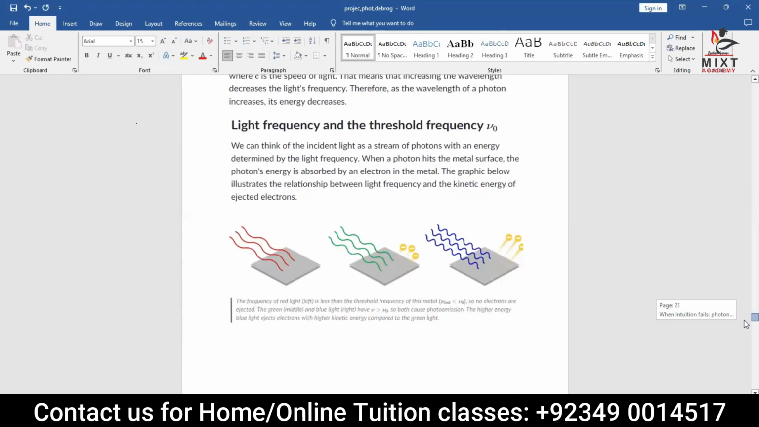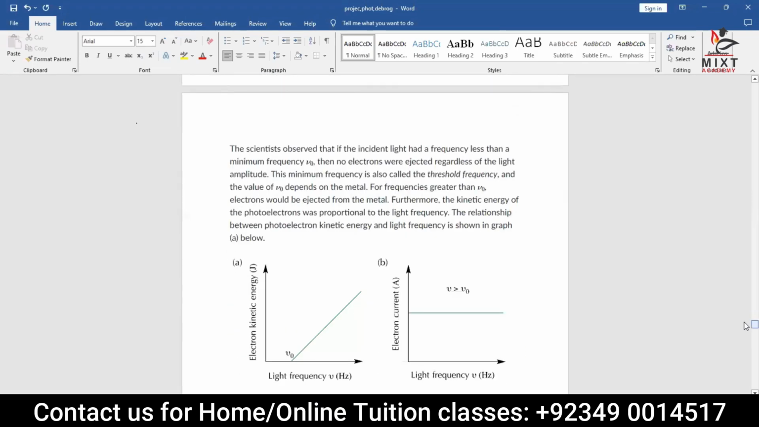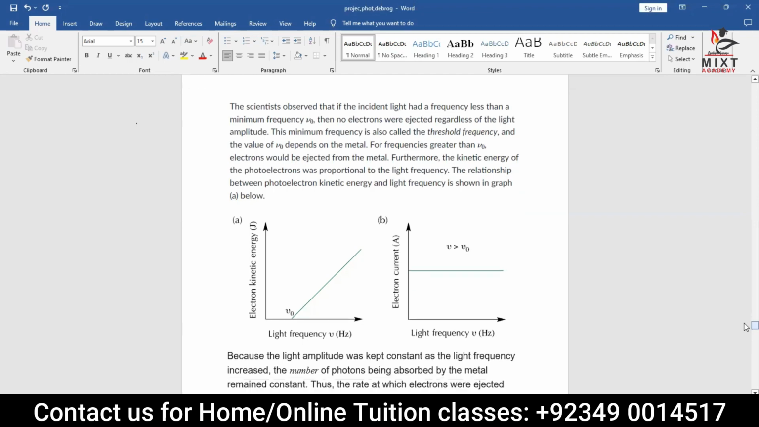Now once you write this one, let's come to the actual equation. Now this is the graph which I am actually interested in. So write down the heading, graphs. Then under the graph, put a heading: the graph between the light frequency and the kinetic energy of the electrons.